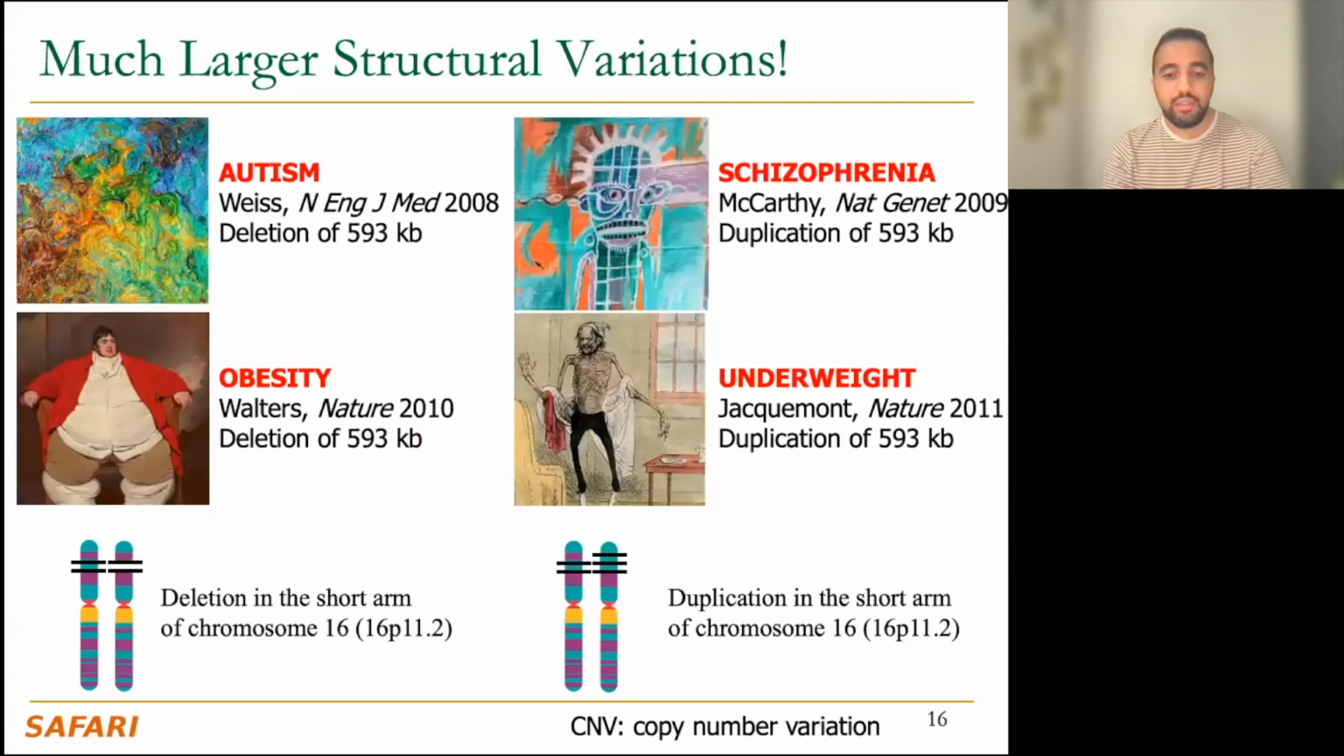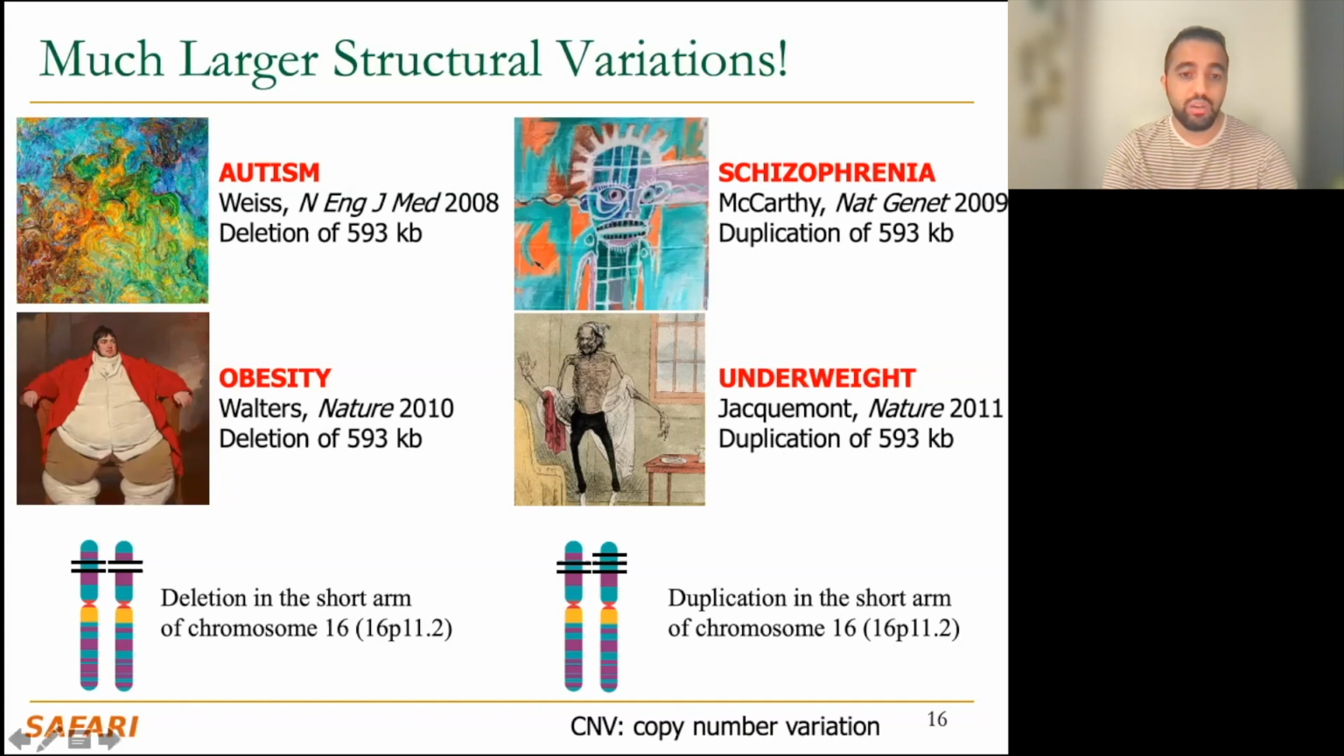If you think that disease might be caused by a single or a few genomic variations, that is not true. There are really large structural variations. For example, autism caused by a deletion of 500,000 bases in chromosome number 16. Same thing with obesity, underweight, and so on.